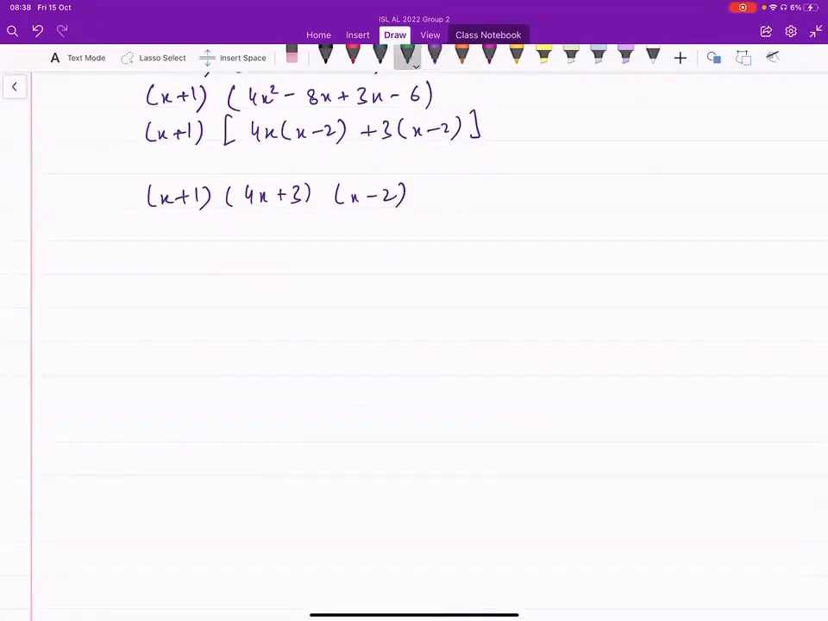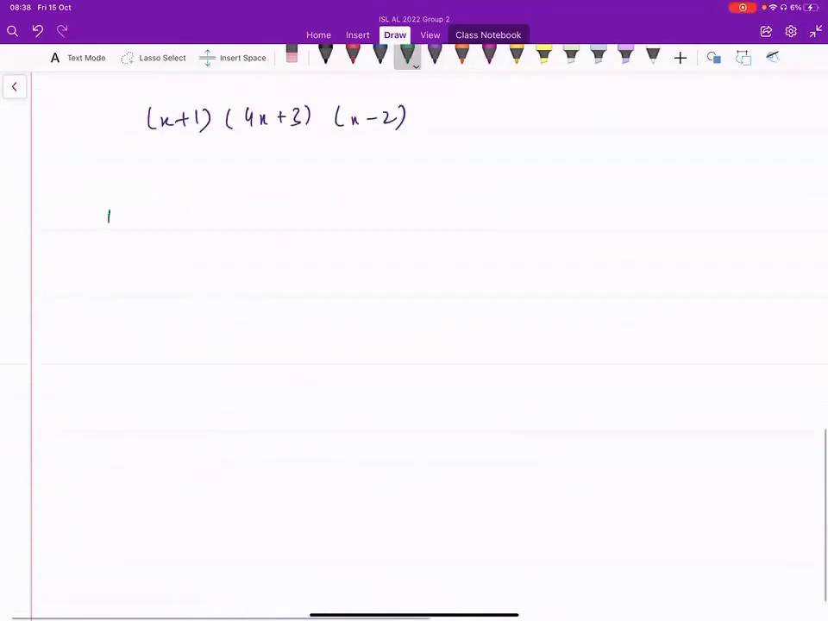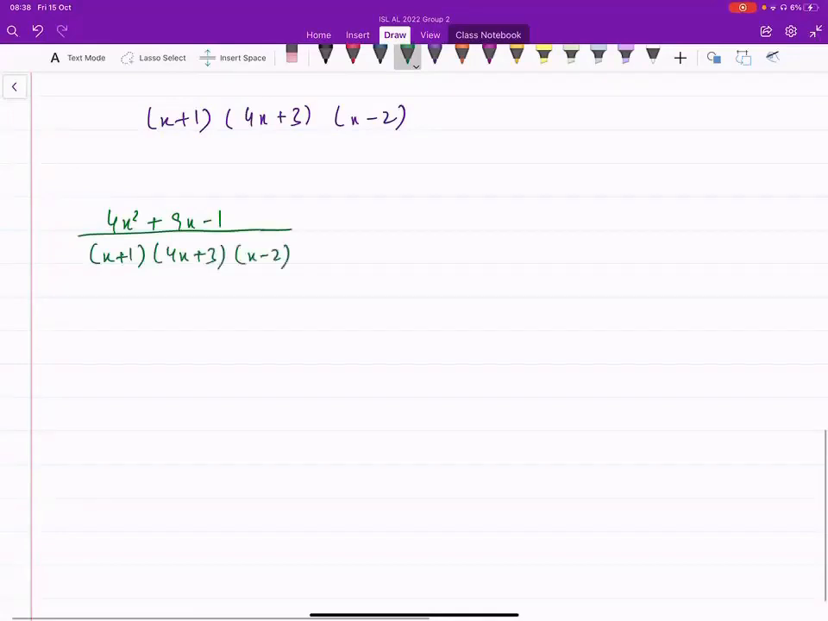The partial fractions हमारे पास वो क्या थी expression? 4x square plus 9x minus 1. The three factors that we have now are x plus 1, 4x plus 3, and x minus 2. ठीक है? इसकी form क्या बनेगी? A over x plus 1 plus b over 4x plus 3 plus c over x minus 2.